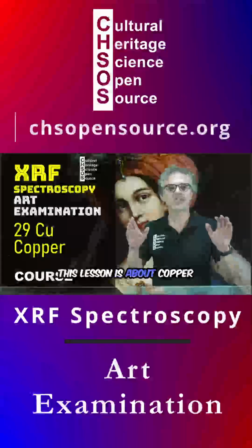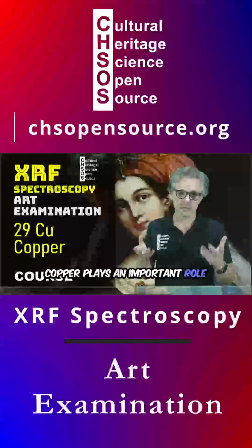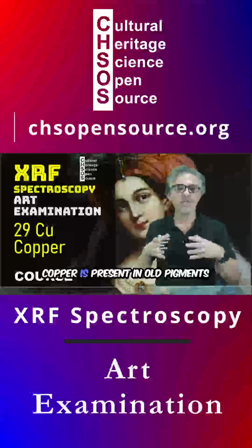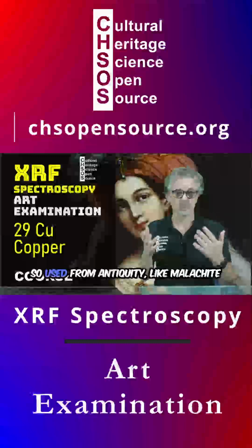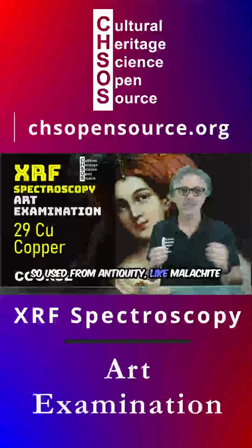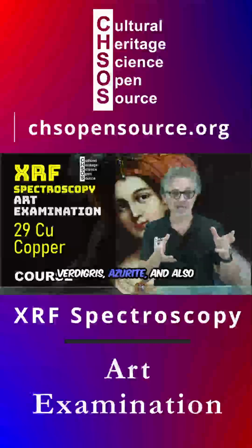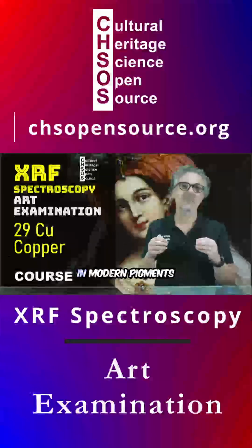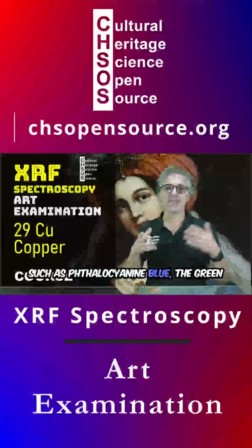This lesson is about copper. Copper plays an important role in art regarding pigments. Copper is present in old pigments, used from antiquity, like malachite, verdigris, azurite, and even today it's present in modern pigments such as phthalocyanine blue and green.